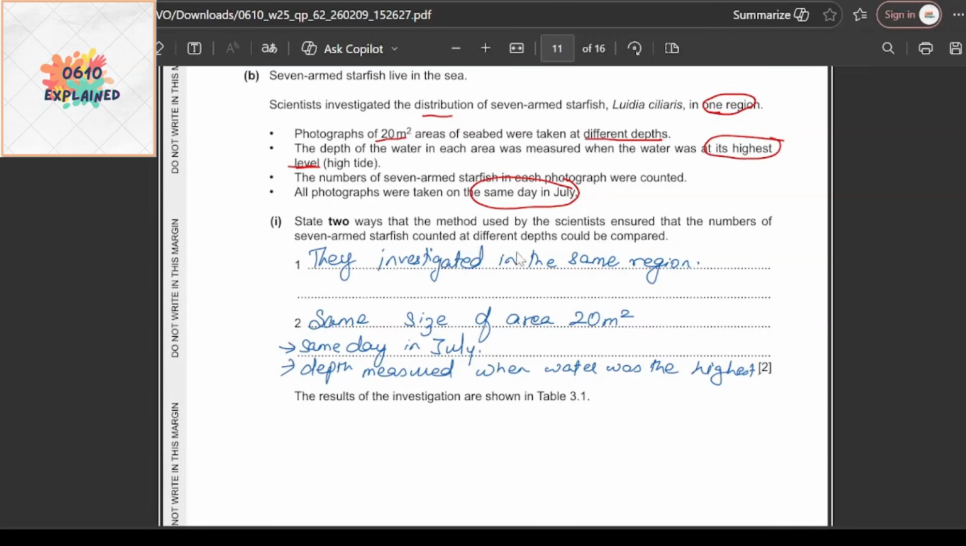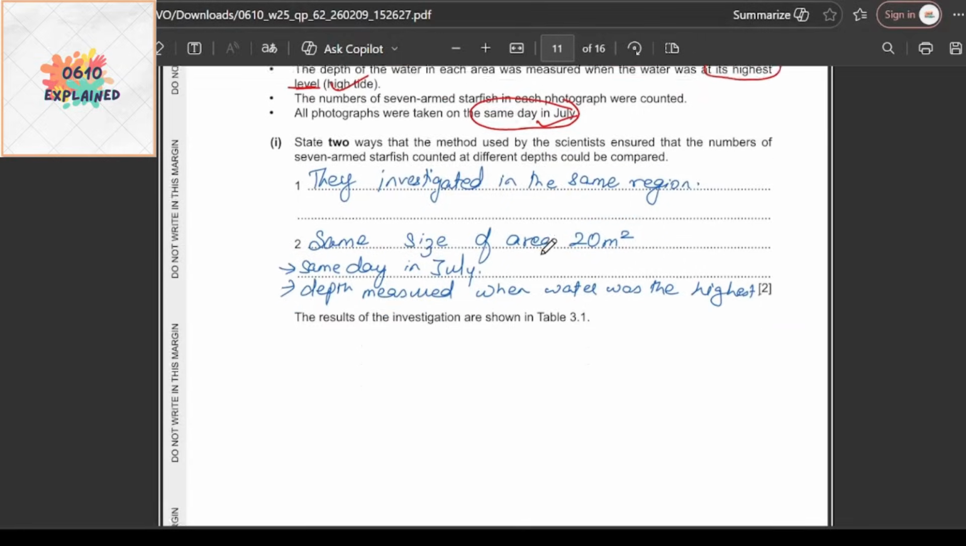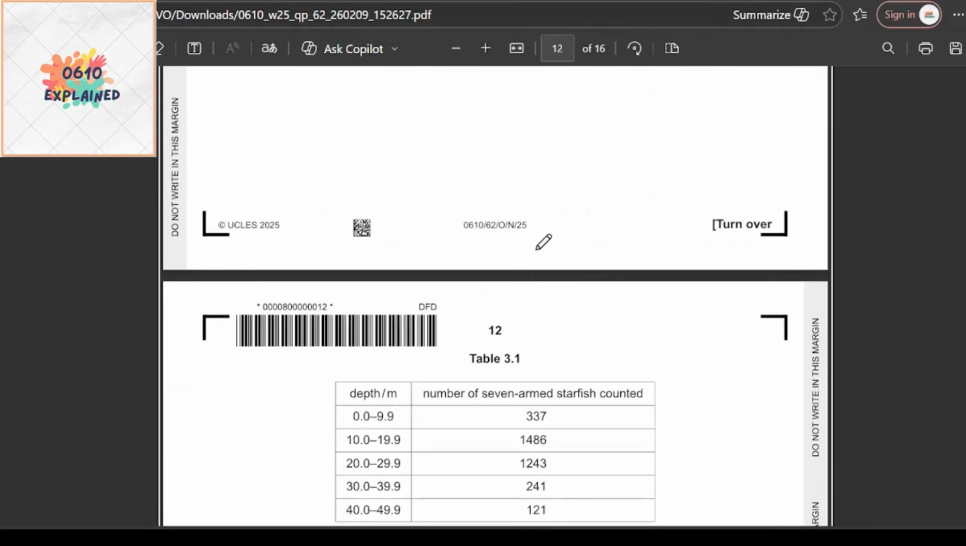So, we could say that, all that I have circled over here. It was taken in the same region. The same size, that is 20 meters square of the sea, was taken. It was done on the same day of July. Depth was measured at the same time, that is during the high tide level. So all these were the constant things that they had kept for comparison.